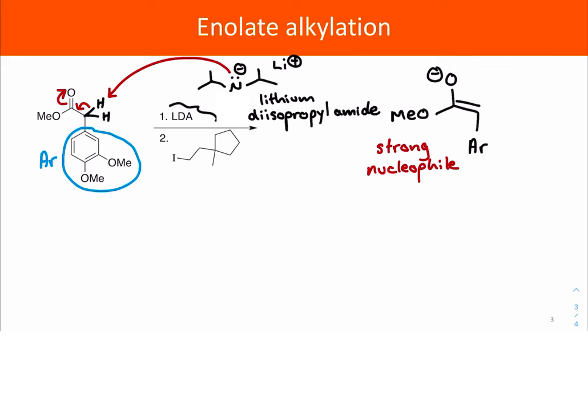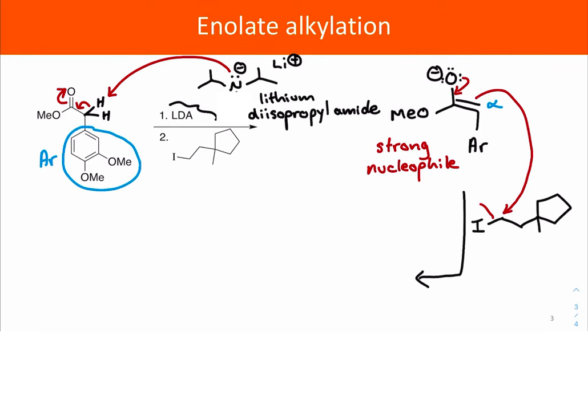In step two, we add in the electrophile, which is an alkyl halide. This step is effectively an SN2 reaction, following all the same pathways as a regular SN2 reaction. We have a primary alkyl halide, so with that alpha carbon, there's a good leaving group. It's not very sterically hindered. We have a strong nucleophile, and here the nucleophilic atom is the alpha carbon. And so we end up forming a new bond between those pi electrons at the alpha carbon and the alpha carbon from the alkyl halide.